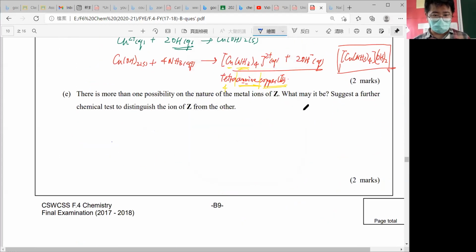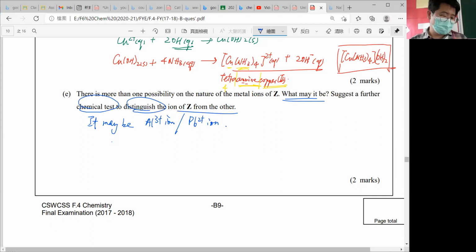So you may get this one. What may it be? So it may be the aluminium ion or lead(II) ion. Now, the question comes, you are going to give a chemical test to distinguish the ion of Z from the other. The other means your possibility. You are going to rule out the possibility. What can you do?